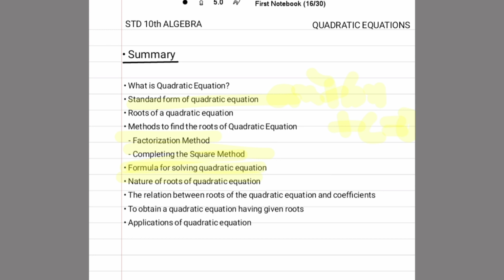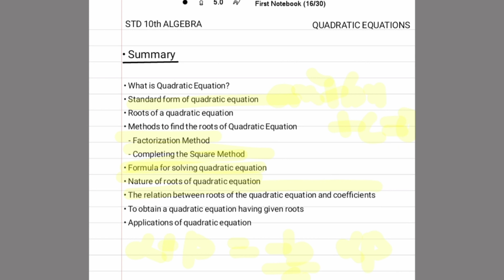The next thing which we learned is the relation between roots of the quadratic equation and coefficients. That is, we saw it now in the previous question. We used that alpha plus beta is equal to minus b by a and alpha into beta is equal to c by a. So these were the two relations which we learned, and these relations were between the roots of the quadratic equation and its coefficients, right?